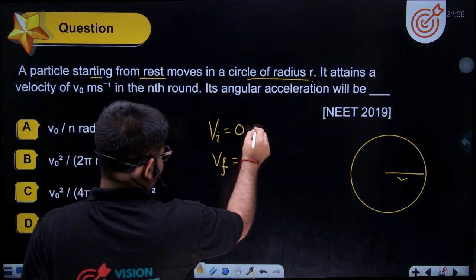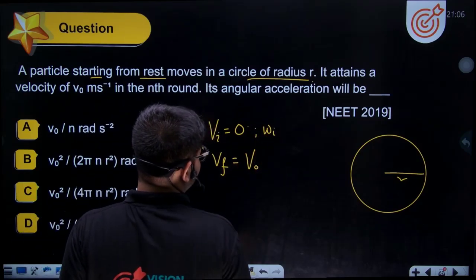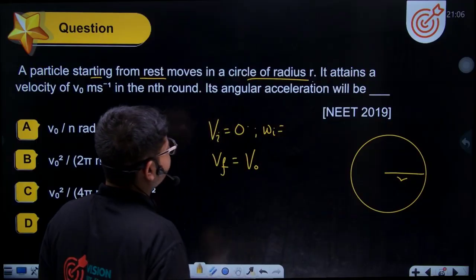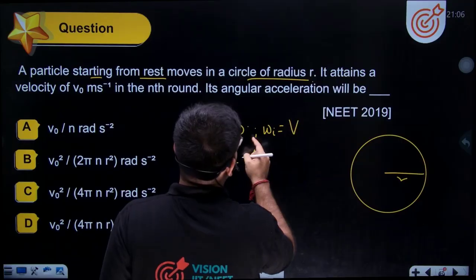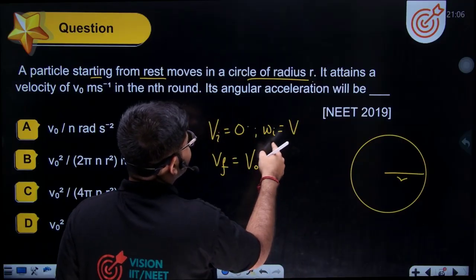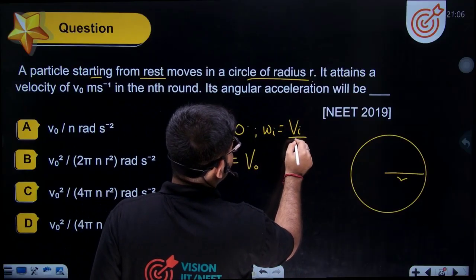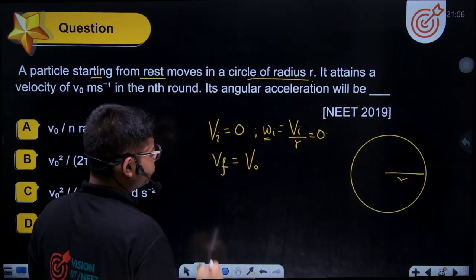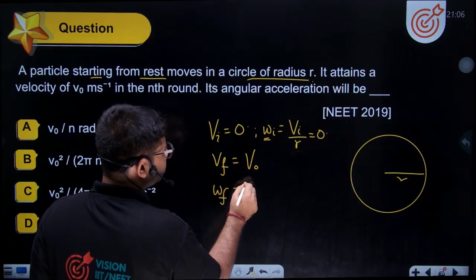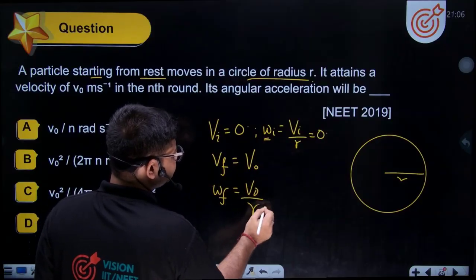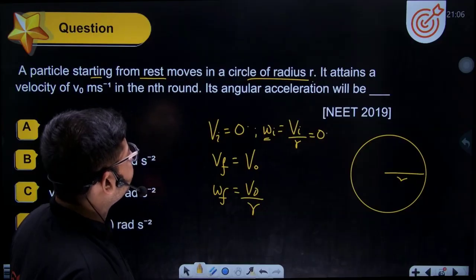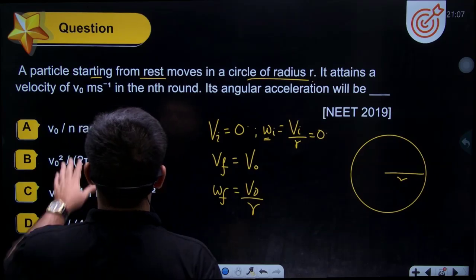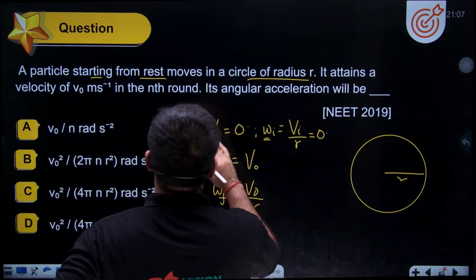तो यहां पे मेरा ωi क्या होगा, इनिशियल एंगुलर स्पीड मेरा क्या होगा, या फिर एंगुलर वेलोसिटी वाटएवर यू कॉल, is v, ω, omega is equal to v by r. So vi by r, so vi is 0. So initial omega is my 0. फाइनल ओमेगा मेरा क्या होगा, v0 by r. This is my final omega, right? Now what is saying, it attains a velocity of this much in the nth round. nth round पे इतना velocity.